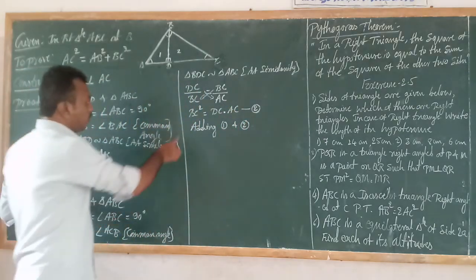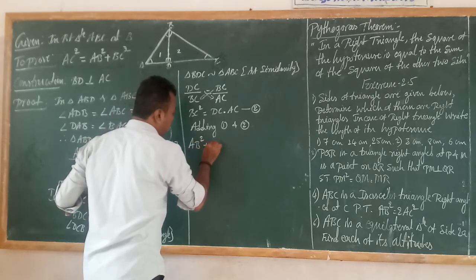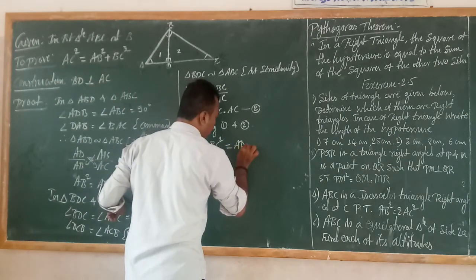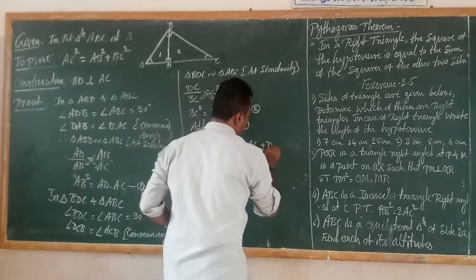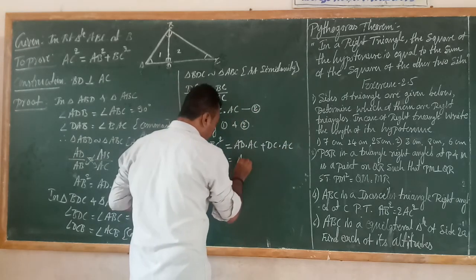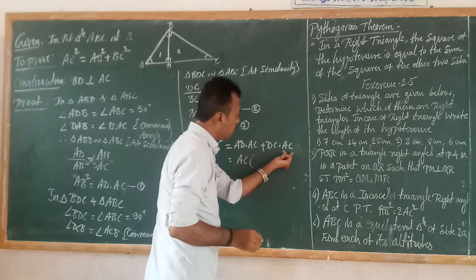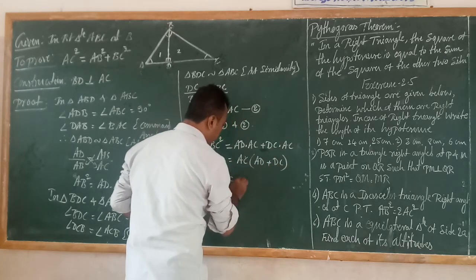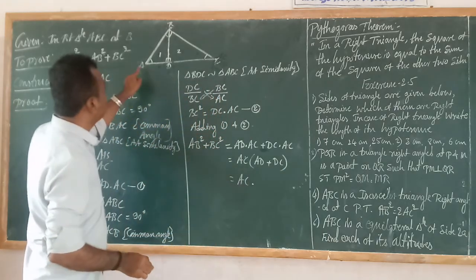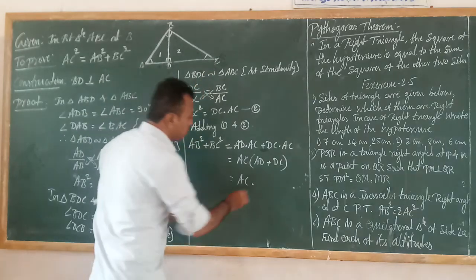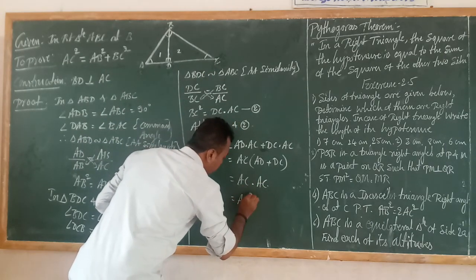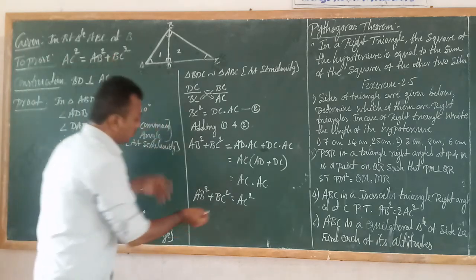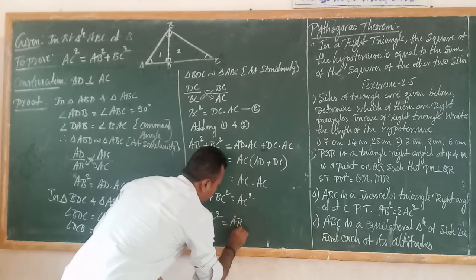So what is that? AB square plus BC square is equal to AD into AC plus DC into AC. In that, AC is common, so you should take the common factor out. Remaining AD plus DC, which you can see in the diagram is AC. So AC into AC is AC square. Therefore AB square plus BC square is equal to AC square, or AC square is equal to AB square plus BC square.